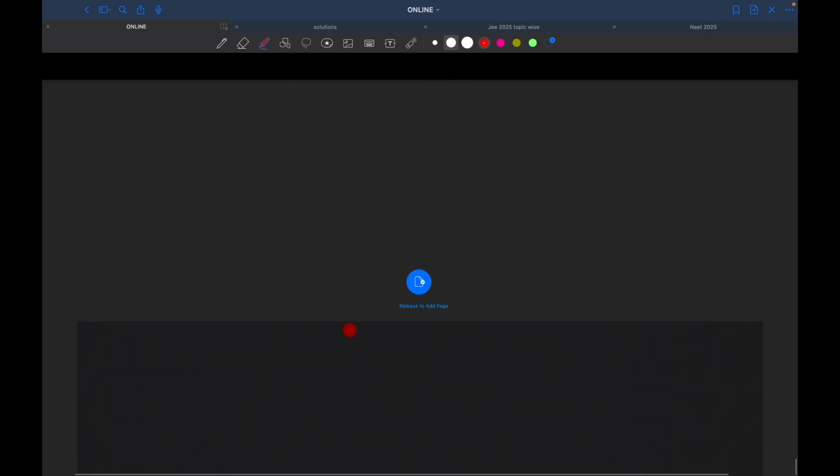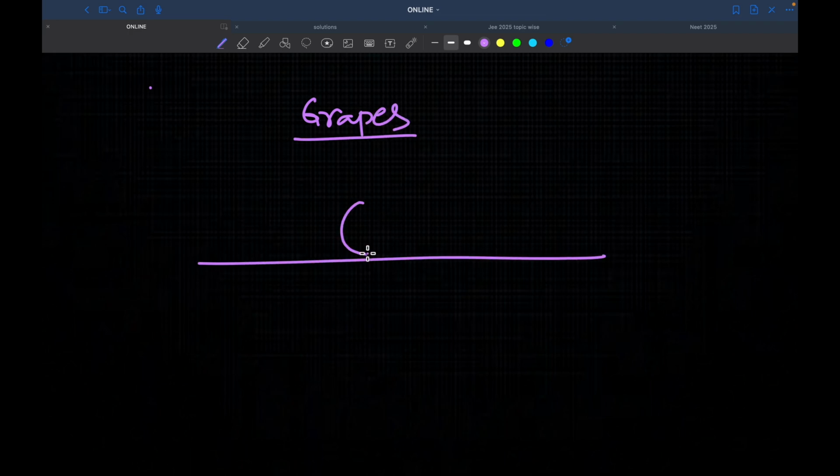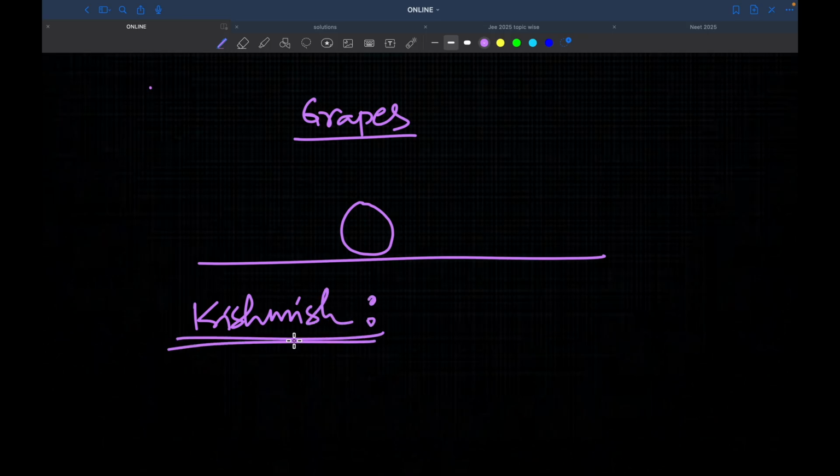Understood? Now some real life examples of where osmosis happens. We know that, let us say, if you keep grapes in sunlight, if we dry a grape in the sunlight like this, what happens? Do you know these? Kishmish. What do you call these? Raisins, right? How do raisins look?